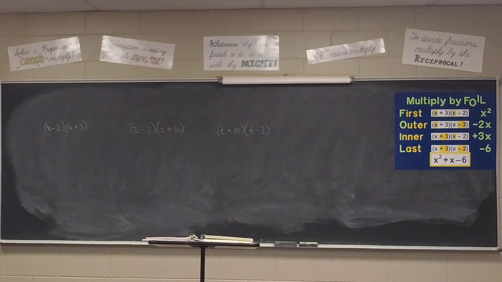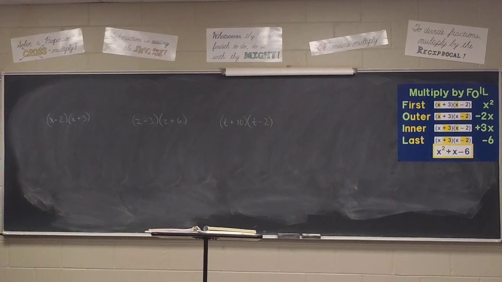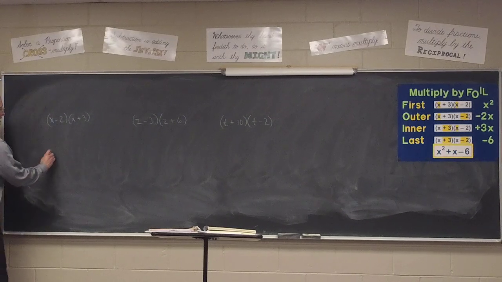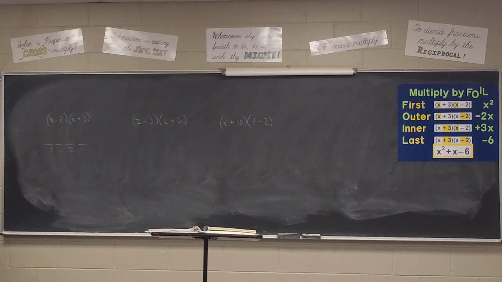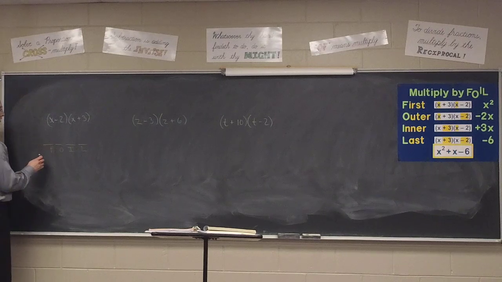Joshua's just about finished. All right, Josh, we'll start with you. Did you do the FOIL thing, or did you just do the double distribution thing? I did the FOIL. All right, so let's think FOIL. What did you get when you multiplied the first? X squared. The outer?